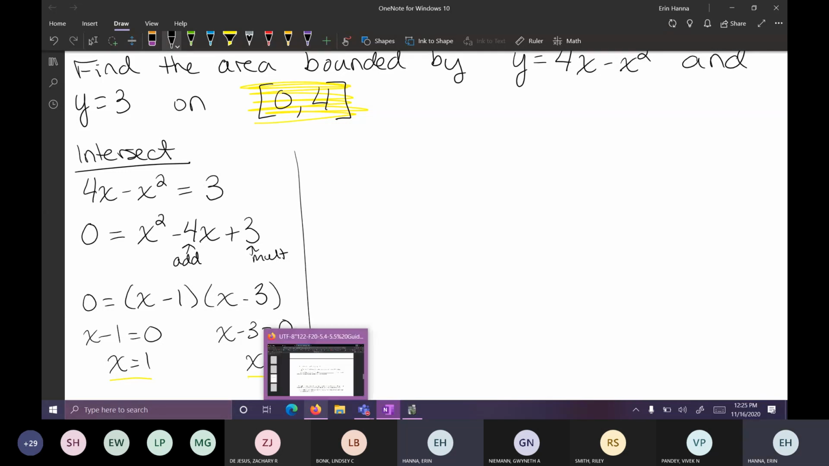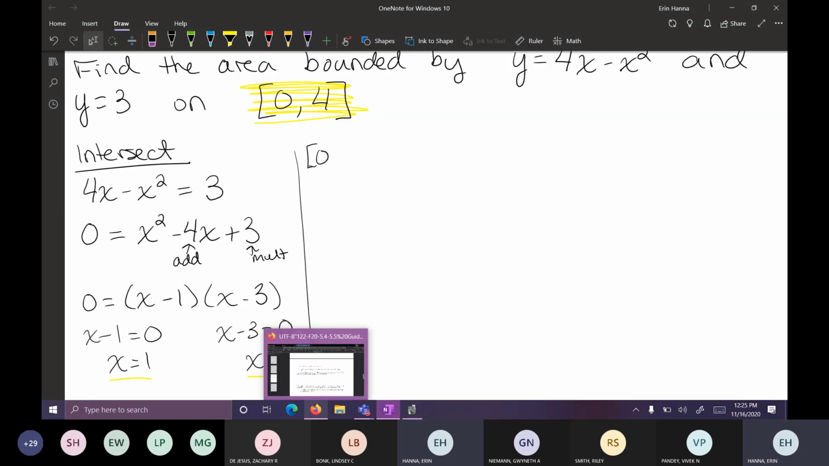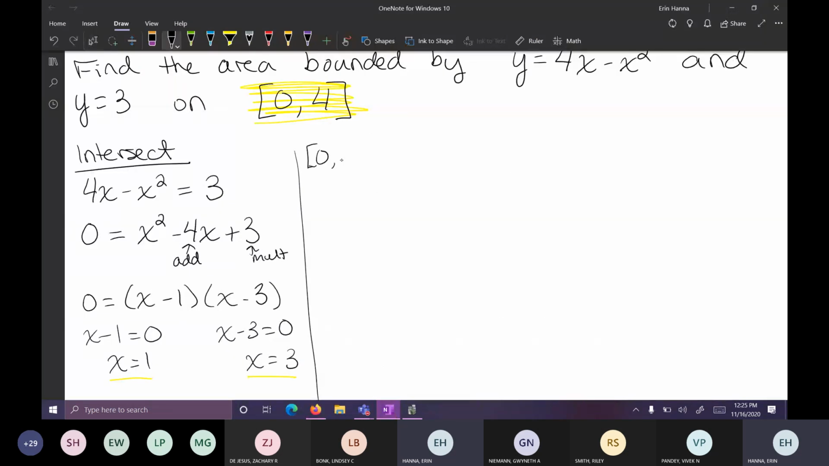So essentially what we're going to end up with is we need to start at 0 because that's where we're told to start. Why is all this stuff coming up? Go away. There we go. From 0 to 1, from 1 to 3, and then from 3 to 4. So I'm going to do it algebraically and then I'll draw the graphs. But essentially, these are the three intervals that we need to break it up over. So we're going to have to calculate three integrals.